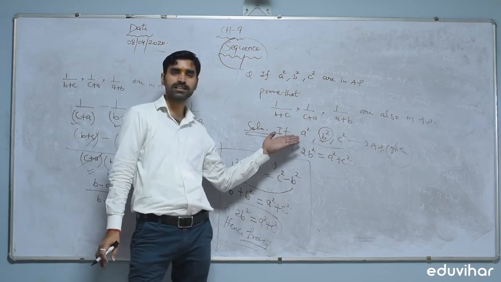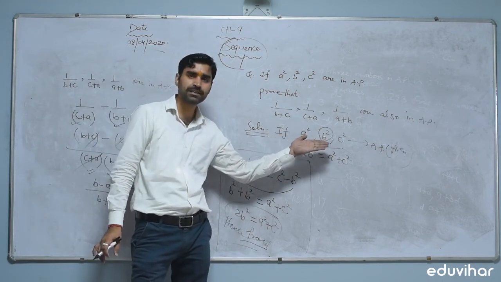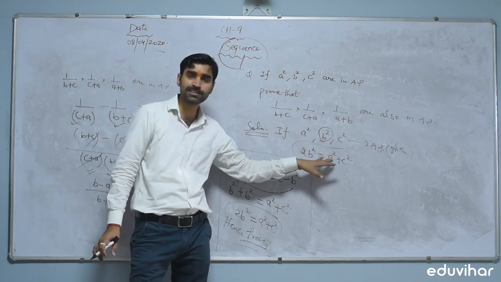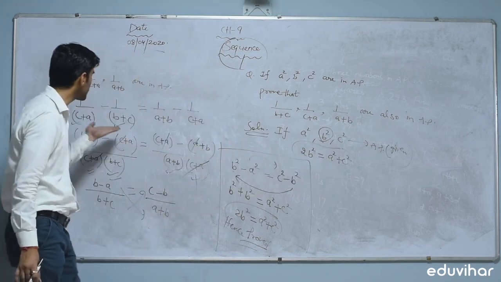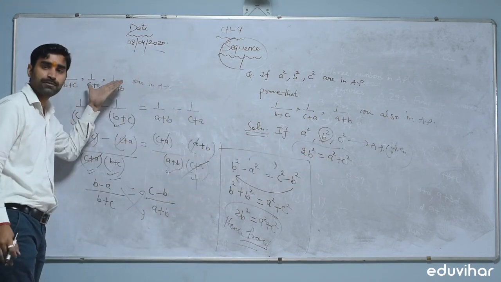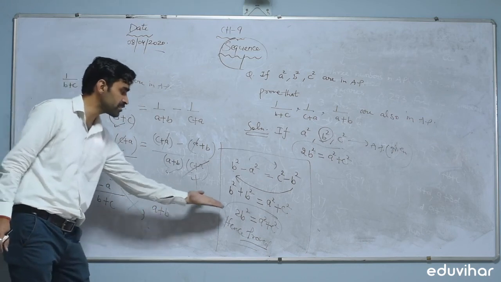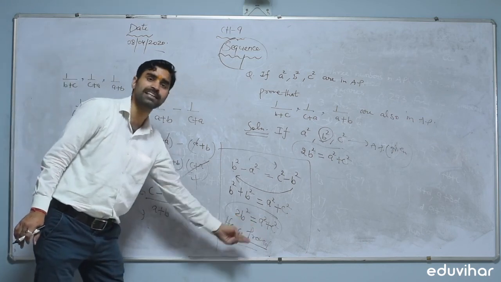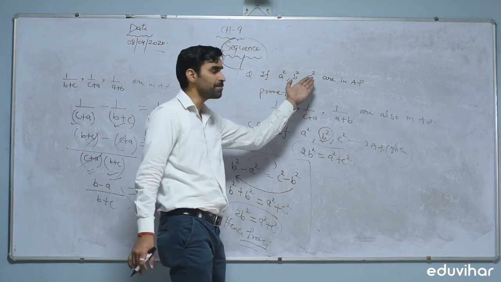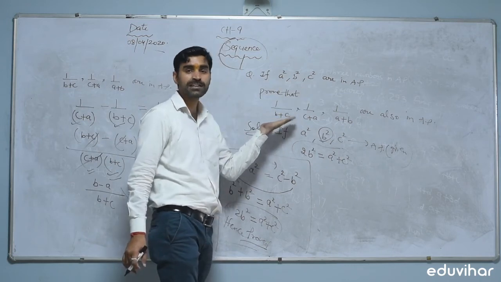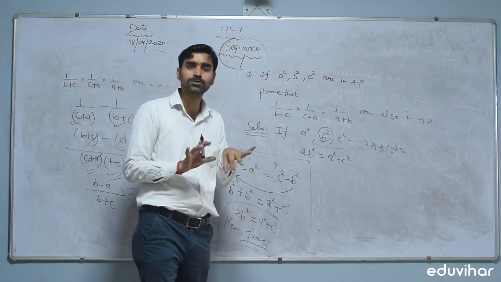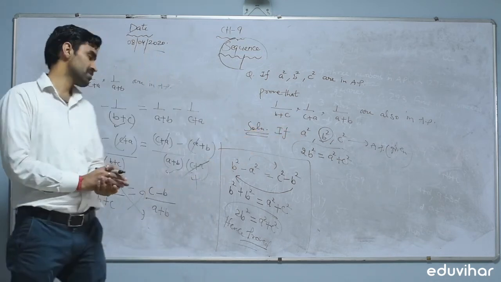That is, if a square, b square, and c square are in AP, then we must have 2b square equal to a square plus c square. Here also we got the same result. If this is in AP, then we would get the same result, 2b square equal to a square plus c square. That is, whenever this is in AP, then this would also be in AP. Why? Because these two terms give the same result.